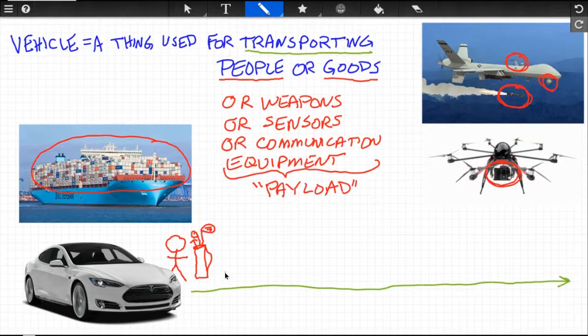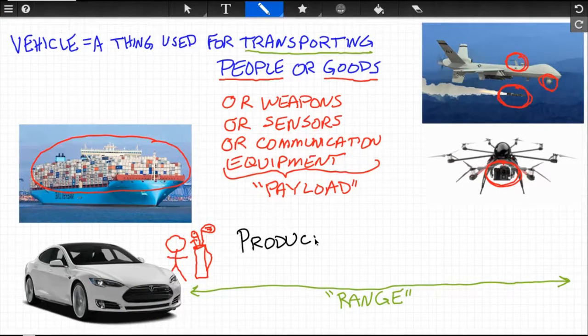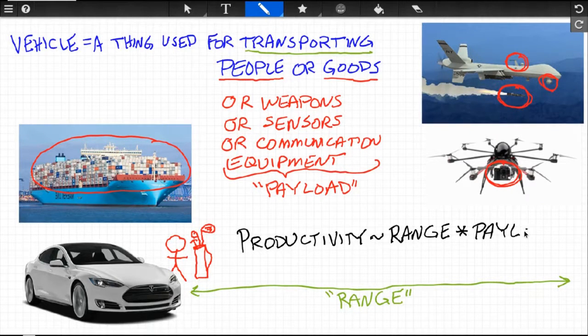And then the other measure of the productivity of the vehicle is how far are we able to move the payload. So we take the weight of the payload times the distance we're able to move it. That has units of energy, and that's a measure of how productive our vehicle is.